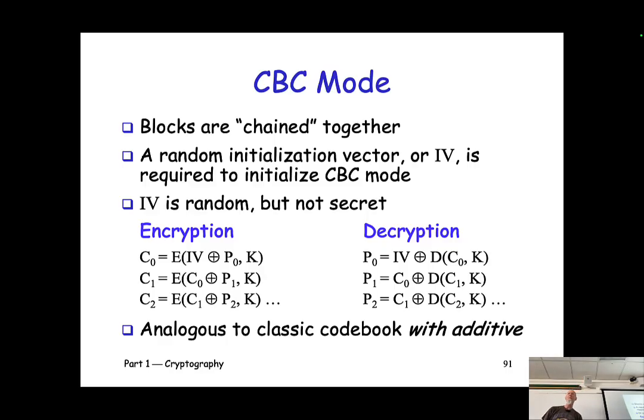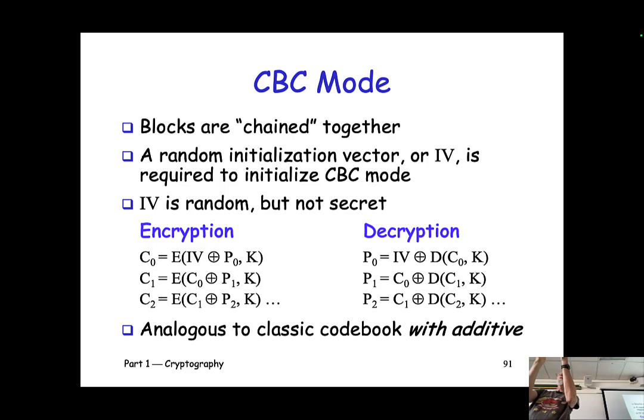So how can we get around that issue? The problem there is that the same plain text block encrypts to the same ciphertext block. We want to avoid that. We don't want the same plain text to show up as the same ciphertext. How did we do that with a classic codebook cipher? We had an additive, right? Remember the additive sequence, another book of random looking numbers.